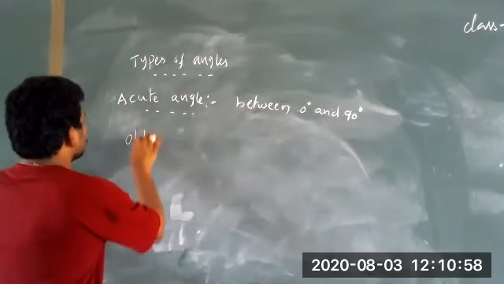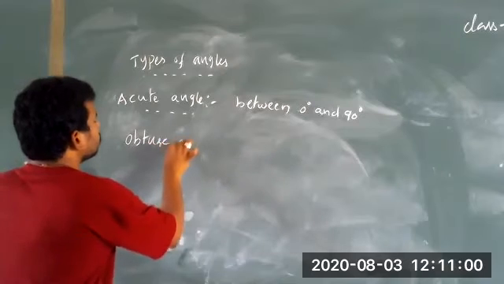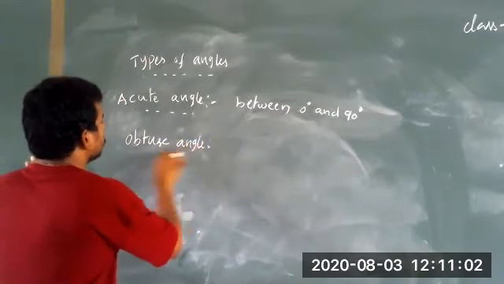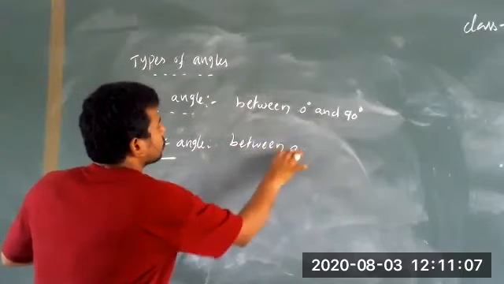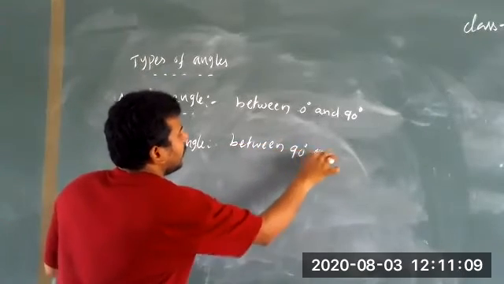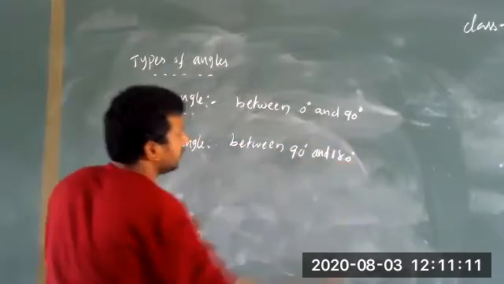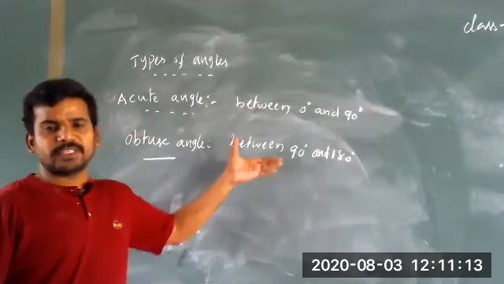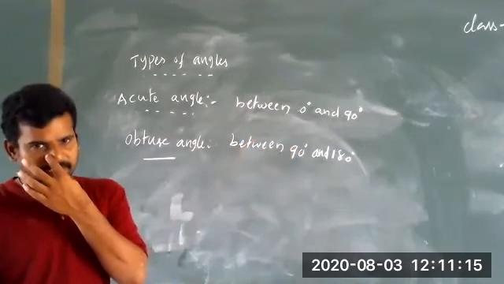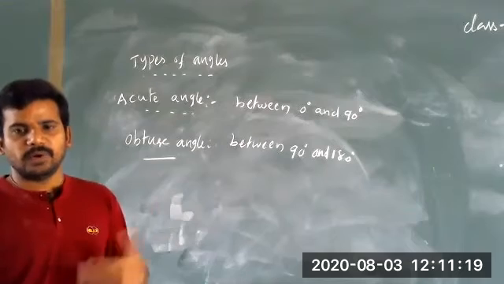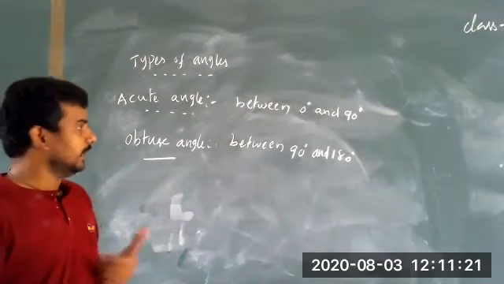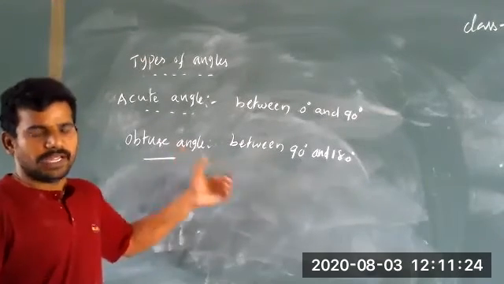Obtuse angle. An angle between 90 degrees and 180 degrees. This angle is between 90 degrees and 180 degrees. So that means above 90, below 180. Above 90, below 180, so it is called obtuse angle.